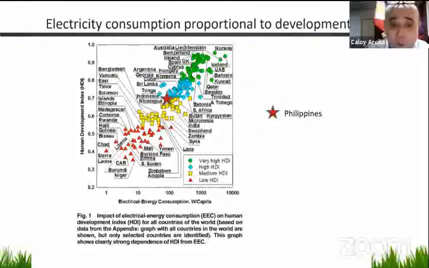For example, the Philippines is somewhere here. This is electrical energy consumption per capita, and then human development index on the y-axis. The Philippines is here. Korea is somewhere here. Had we opened the nuclear plant, we would be somewhere up there.